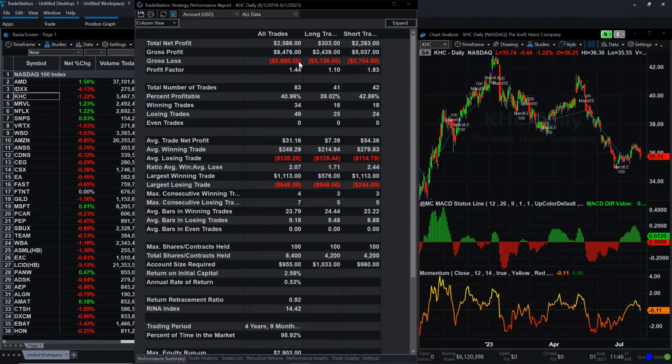So the nice thing about this is that if you have a chart that's linked and you have a strategy applied and you link it to your radar screen, you can cycle through a list of symbols and find which symbols a strategy works on and which ones don't. All right, let's go ahead and take a look at the other strategy.